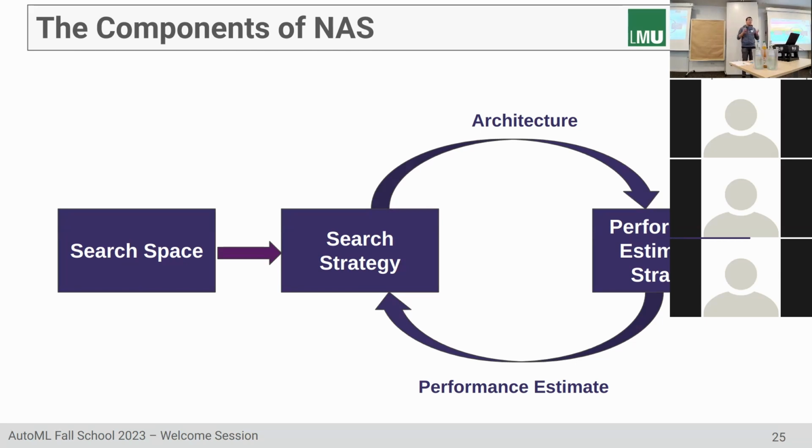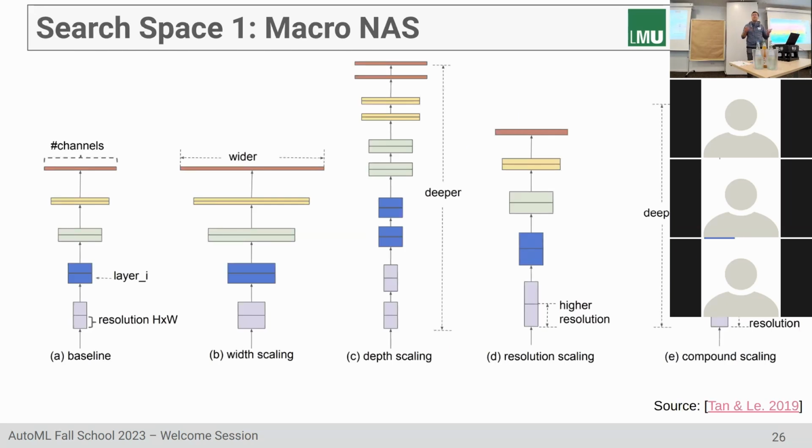And the first most related part about NAS literature is the search space of macro NAS, which is very familiar or very related to hyperparameter optimization, where we can have different hyperparameters to steer, for example, the width of the layers, the depth of the neural network, or just stacking multiple of such layers above each other. And also do some resolution scaling or compound scaling, where we try to increase the resolution of the single layers and thereby also increasing complexity of the neural networks.